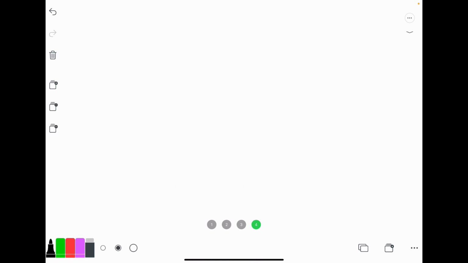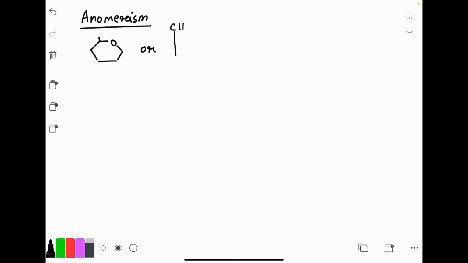Next type of stereoisomerism is anomerism. What is anomerism? As we have often seen, glucose can stay in either a ring form or a chain form. The structure is kind of like this. I'm not drawing the exact thing, this is a very rough drawing.